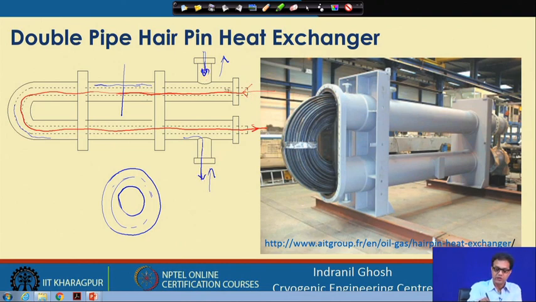So, you can understand that if the fluid is entering from this end, this will be in parallel flow with respect to the second fluid. Whereas, if it is entering from this side, this will constitute a counter current configuration. Whereas, if it is entering from this end, this will be in parallel to this flow, and that will make a parallel flow arrangement of the heat exchanger.